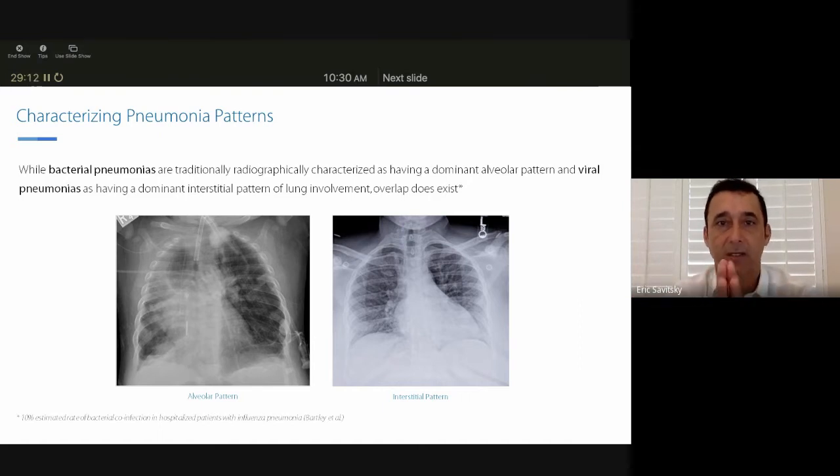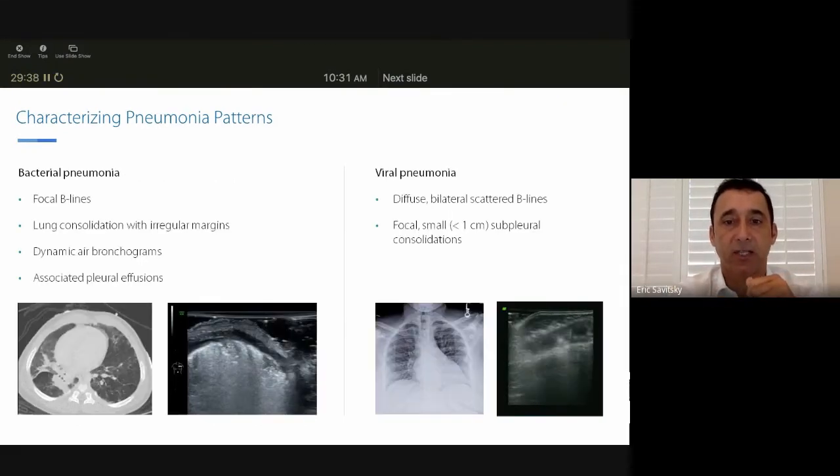But in general, as a generality, bacterial pneumonias have an alveolar pattern, like you see here on the left. Viral infections tend to have an interstitial, more diffuse infiltrative pattern, like on the right. And about 10% of the time, patients with viral pneumonias develop bacterial superinfections. So they tend to have an overlapping pattern when you look at patients during peak flu seasons. So this is the general pattern that you see using plain radiography and the underlying pathophysiology.